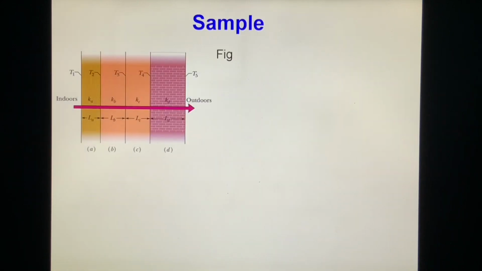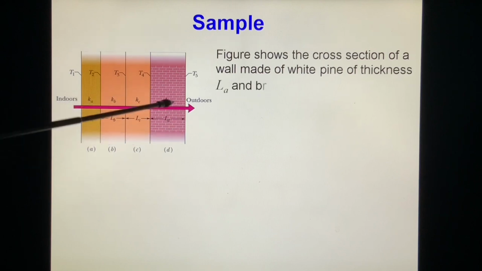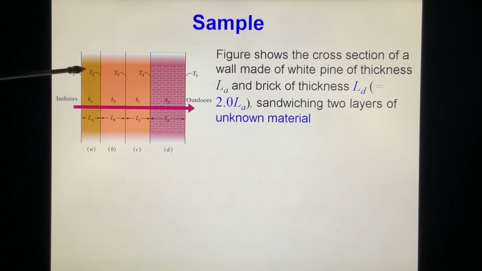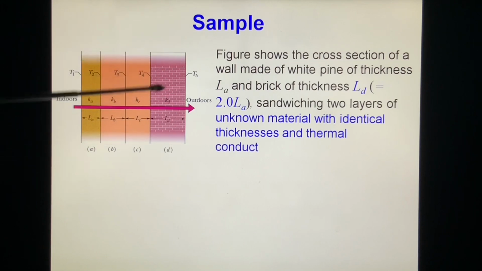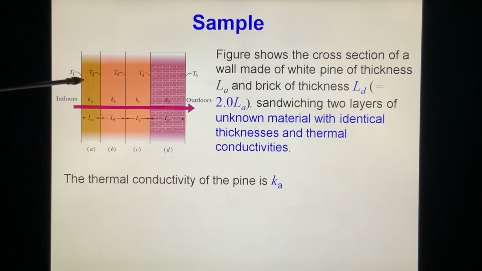Sample. The figure shows a cross-section of a wall made of white pine of thickness La, and bricks of thickness Ld. Ld is equal to 2 La. This is double this La.